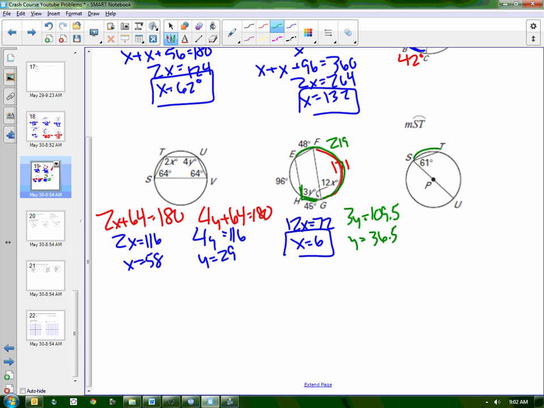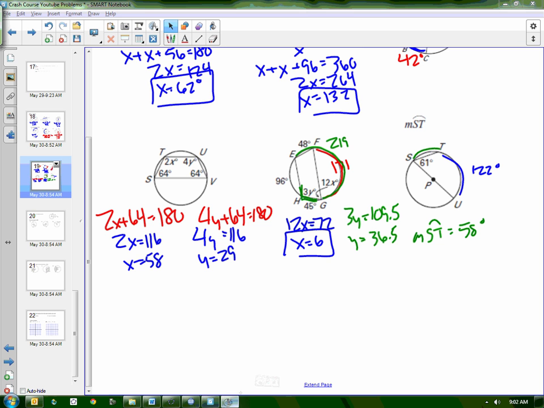For the last one here, ST, I'm going to try and find this arc. What I'd like to know is, what is this arc? And since this angle is inscribed, I can say, well, double that and you get 122. If that's 122, I can say these have to add up to 180 because this is a semicircle since this is a diameter. So if I do 180 minus 122, I get the measurement of arc ST is going to be 58 degrees. And we're now done with the front page.